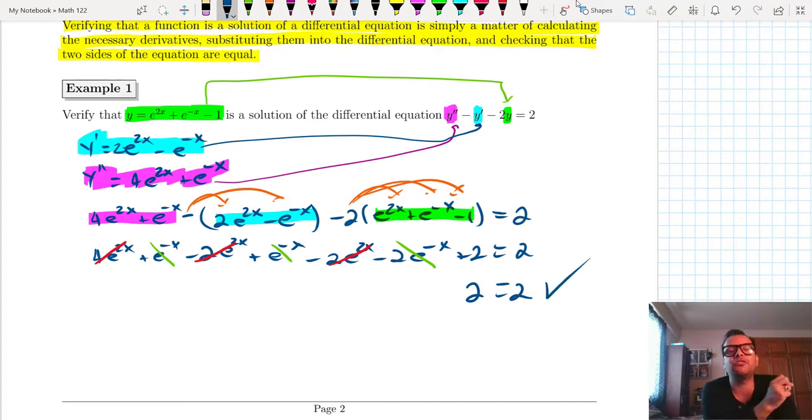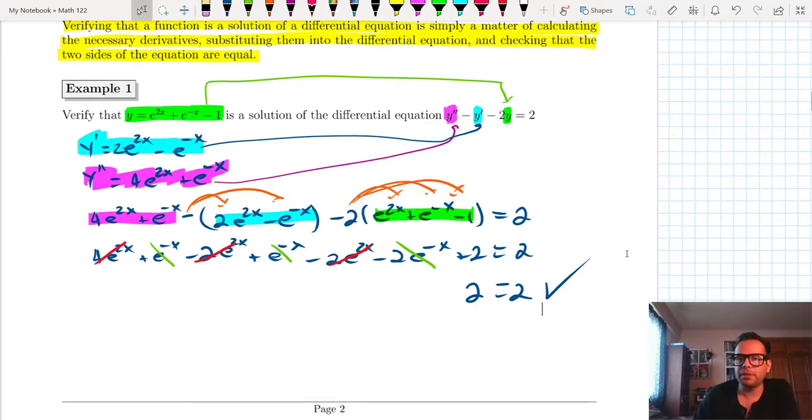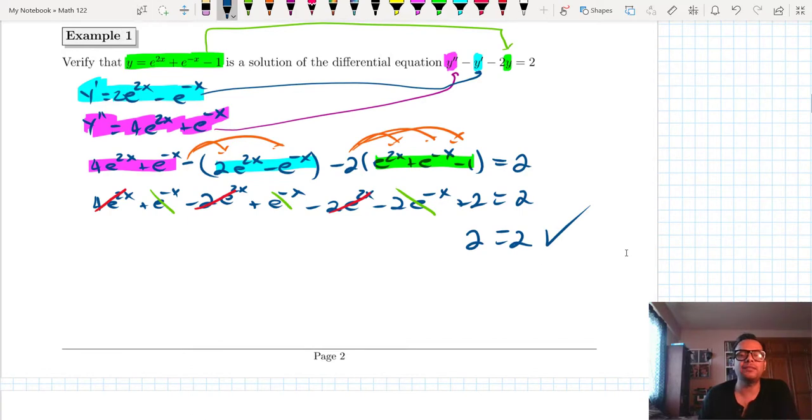And notice how this checks, so this is a solution to the differential equation, because at the end we get both sides the same. Otherwise, if you get something like 2 equals 3 or 5 equals 0, well, something weird went on. Double check your calculations or call it no solution.